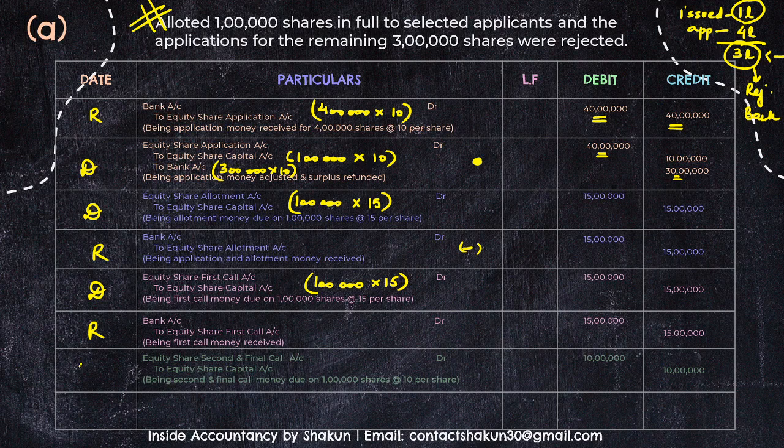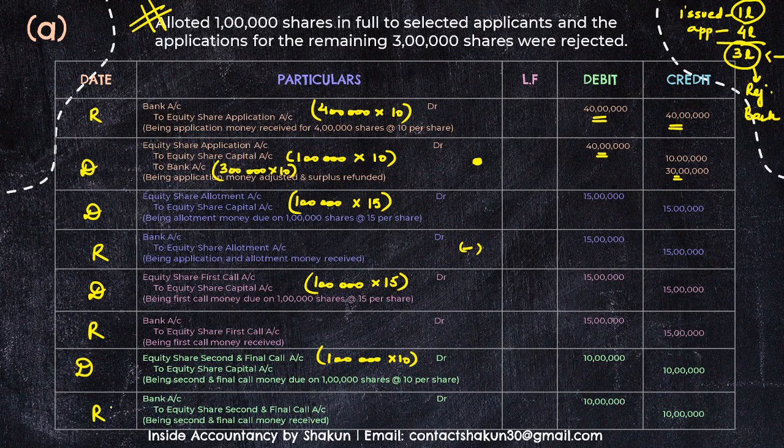Then we will pass the due entry for second call, the second and final call. So 1 lakh shares at the rate of 10 rupees, that is the second call rate, so amounts to 10 lakh. And finally, the receiving entry again will be made with 10 lakh only because we have not received anything that has been adjusted on application on the final call. So these are the entries that we'll pass in the first case.